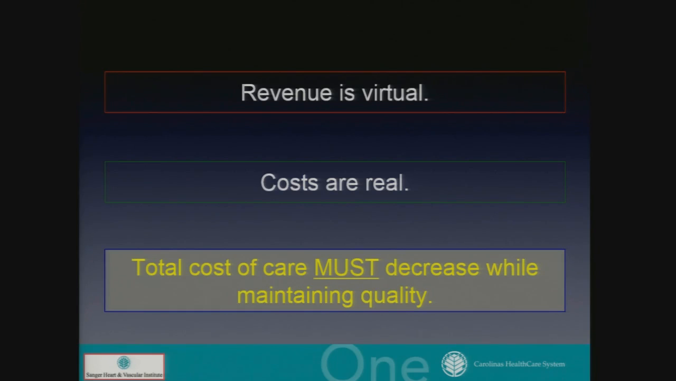We can't shed costs. We have a responsibility to take care of patients, but the revenue that we have to support that is very vulnerable, and we're going to have to enter a new era of accountability in how we match the two.